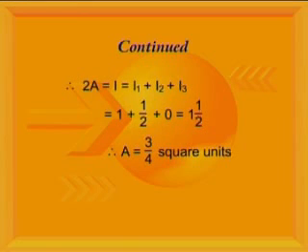So twice the area of this region is equal to I1 plus I2 plus I3, that is equal to 1 plus 1 by 2 plus 0, and that is 1 and a half, and therefore A is equal to half of that, which is equal to 3 by 4 square units.